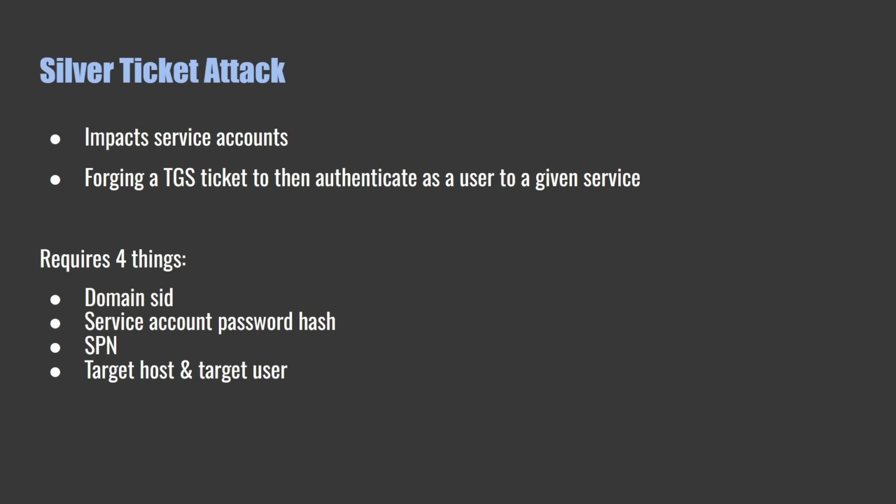So this impacts service accounts, and it basically just forges a TGS ticket to authenticate as a user to a given service. And this requires four things: a domain SID, a service account password hash, an SPN, a target host, and a target user. So the domain SID, the security identifier, is just the part that basically says what you can access within a domain. Well, the domain SID's not unique. It forms part of the SID for any object in the domain. So the last digits of your SID will be your relative identifier.